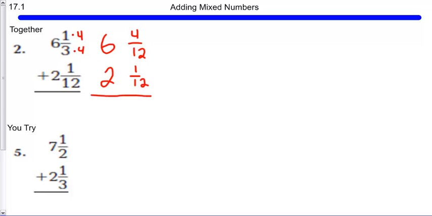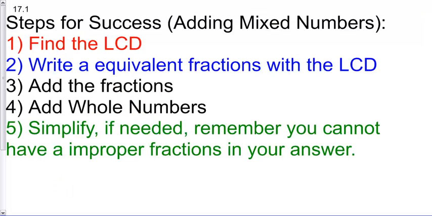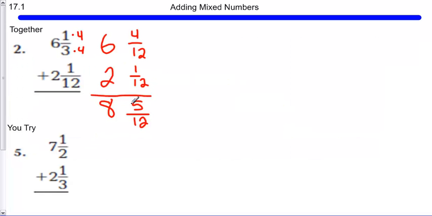Then I add the fractions. 4 plus 1 is 5. My denominator stays the same as 12. 6 plus 2 is 8. Then I add the whole numbers, and I simplify. Do I need to simplify? Sure don't. So go ahead, give the video a pause, and then you try 7 1/2 plus 2 1/3.